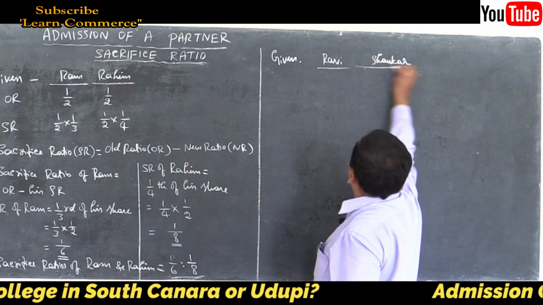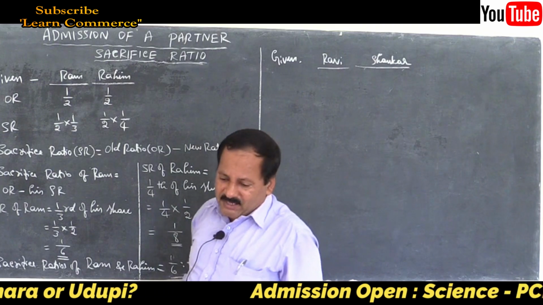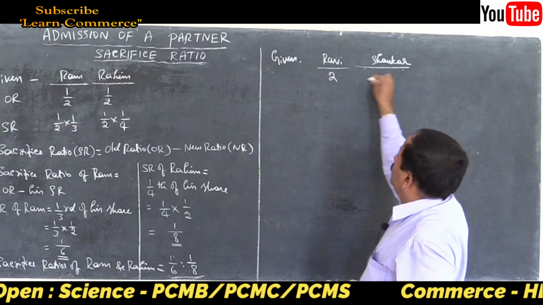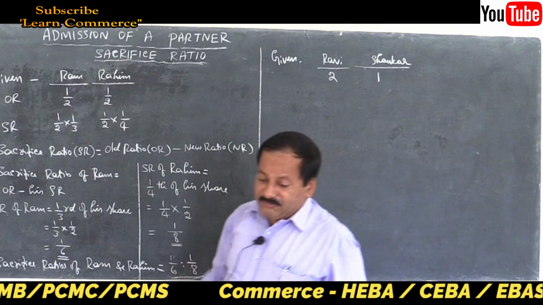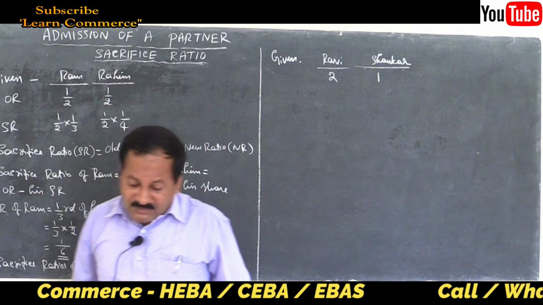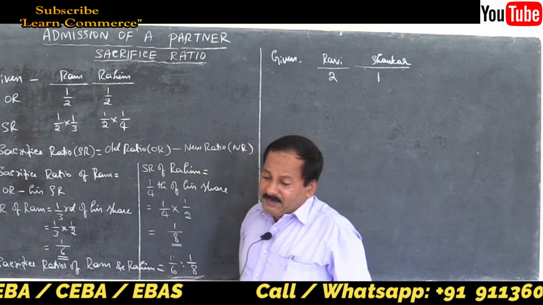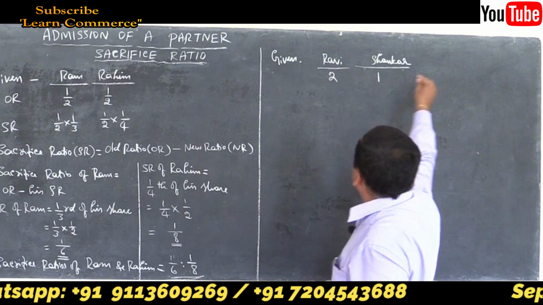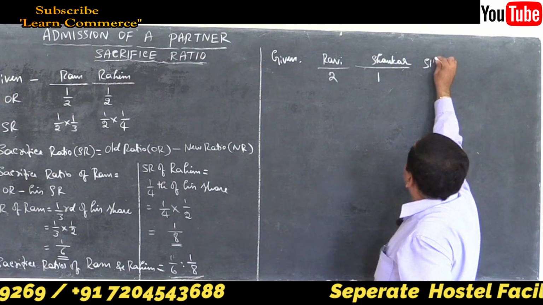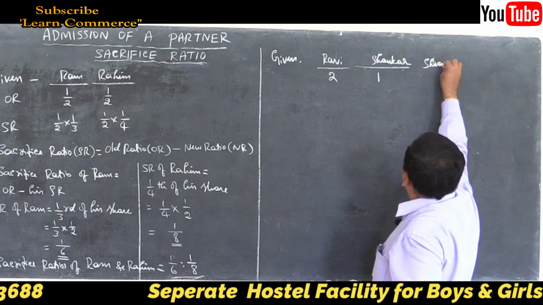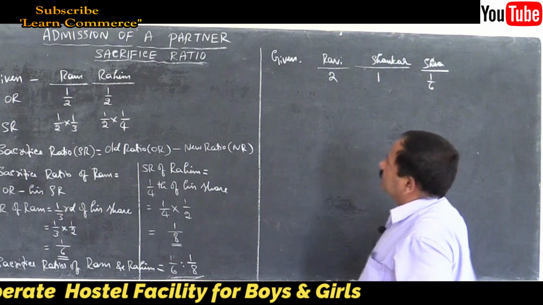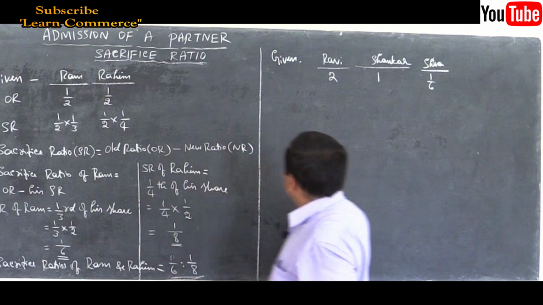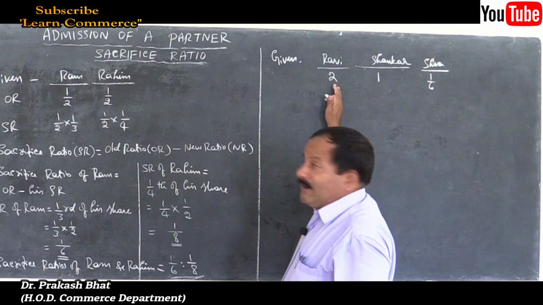Ravi and Shankar. Their old ratio was how much? 2:1. Then they admit Shiva into partnership for 1/6 share. New ratio that is given to Shiva, 1/6. What we have to do is, we have to calculate the new ratios of the old partners now.